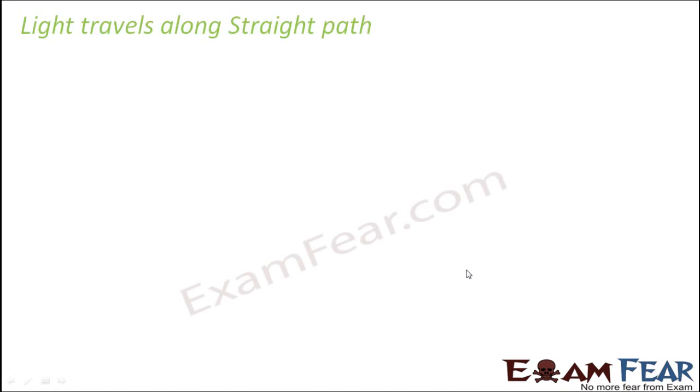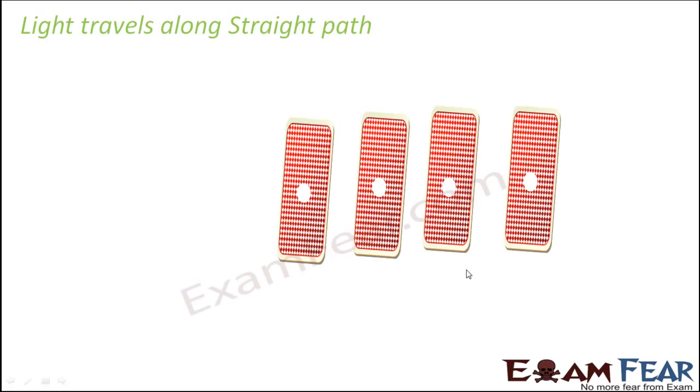So now let us try to prove how we know that light travels along a straight path. For that we will make use of very simple things. We'll make use of playing cards. I am sure these would be available in your houses. If not, you might use sheets of paper, cut like this.